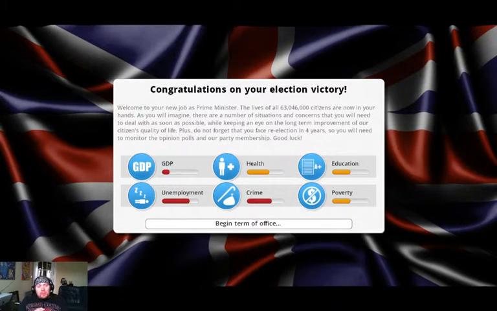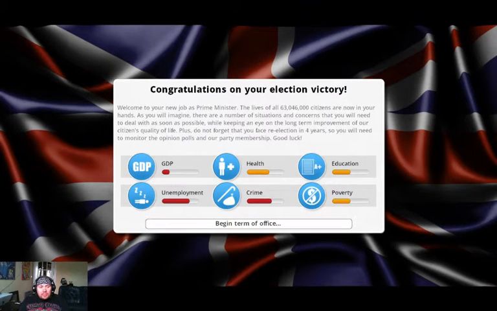As you'll imagine, there's a number of situations and concerns that you'll need to deal with as soon as possible while keeping an eye on the long-term improvement and the citizens' quality of life. Plus, do not forget that you face a re-election in 4 years, and so you'll need to monitor the opposition polls and the party membership. So, good luck. Good luck indeed.